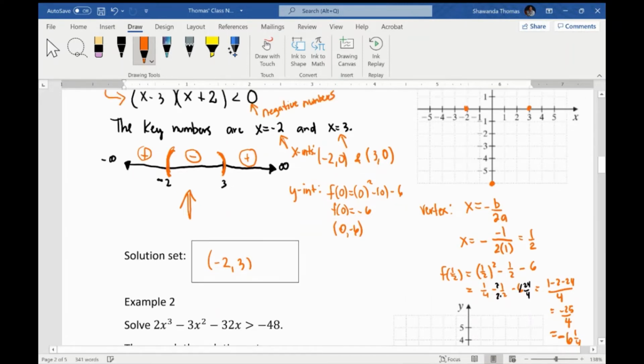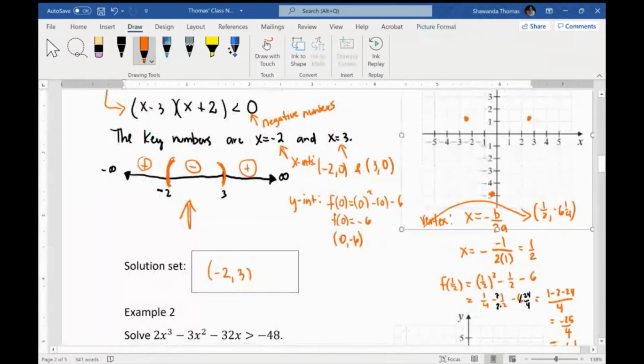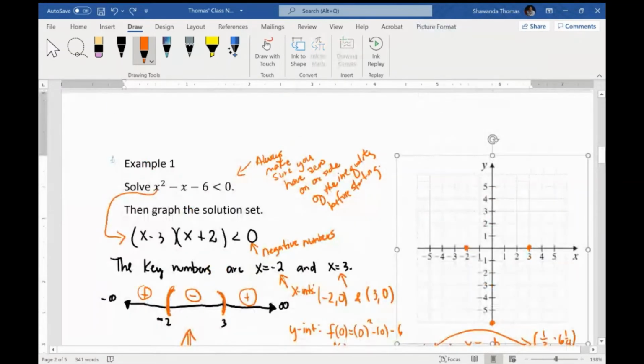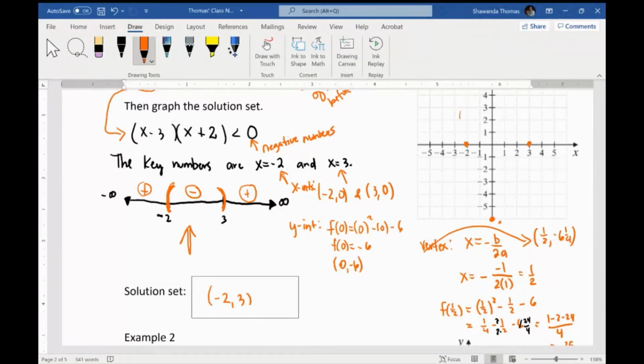All right, so I'm going to plot the point 1/2, -6. That is the vertex. It makes sense because it should be a little lower than the point that we already plotted, which was the y-intercept. So it's somewhere down here. So I'm just going to draw it. Looks sort of like this.